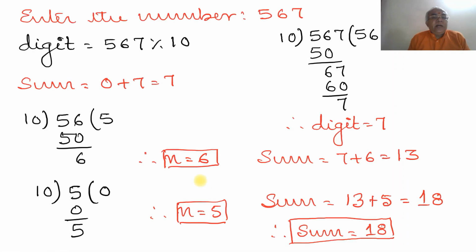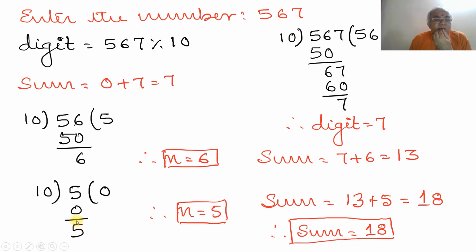So now we will enter the number. This is how the design works. You get 7 here, so digit is equal to 7. Then sum will be equal to sum plus digit. Here n is equal to 6, so sum is 7 plus 6, which is 13. 10 divided by 5, that is 0. So the remainder is 0.